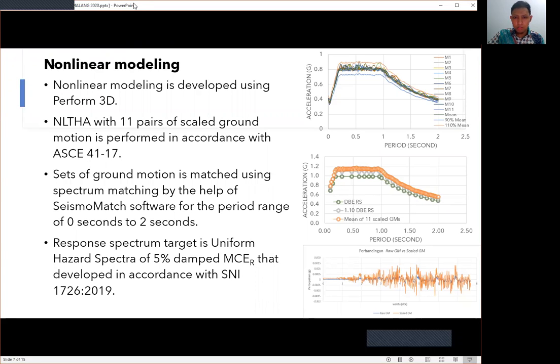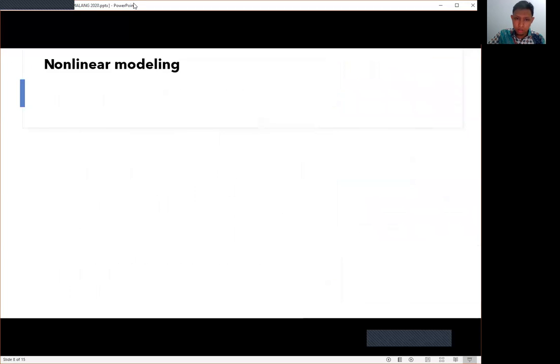Nonlinear modeling is developed using PERFORM-3D. 11 pairs of ground motions are used in accordance with ASCE 41-17. Sets of ground motion are matched using spectrum matching with the help of SeismoMatch software. The response spectrum target is the uniform hazard spectra with 5% damping, MCER, developed in accordance with the Indonesian standard.